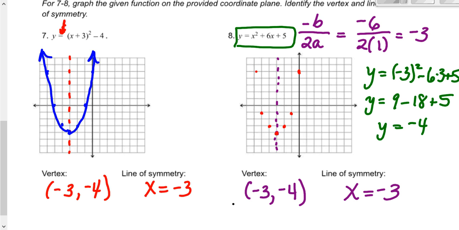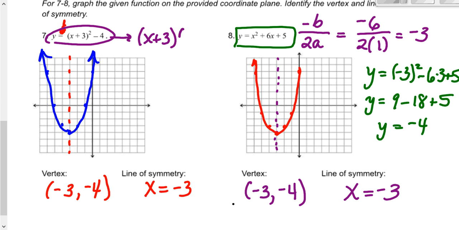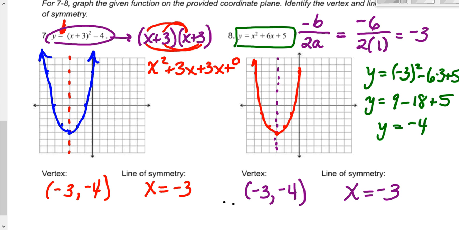Now, as just a little bonus, we didn't ask you to do this, but I thought I would show you how one equation can turn into the other one. So take this vertex form equation, and let's remember some stuff from our other algebra classes. So x plus 3 times x plus 3 means you distribute. You get x squared, you get 3x, another 3x, and 9. So that all together is x squared plus 6x plus 9.